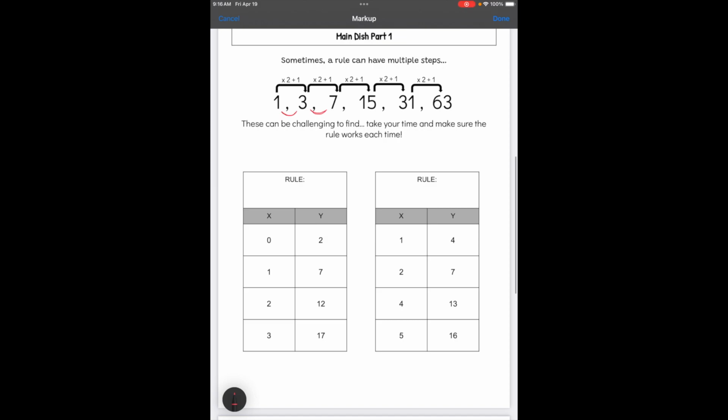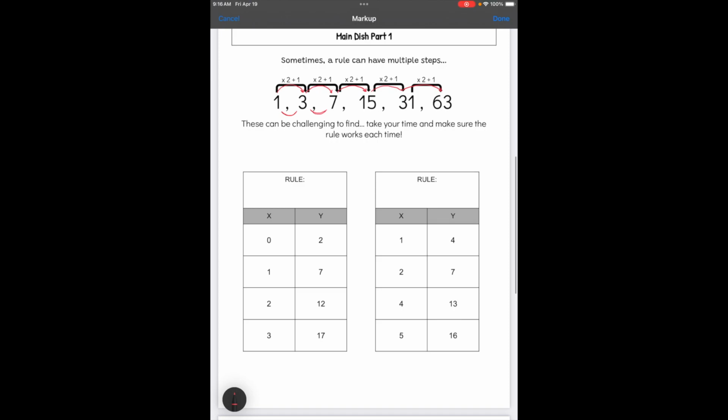So the rule here is actually times 2 plus 1, because 1 times 2 plus 1 is 3. 3 times 2 plus 1. 7 times 2 plus 1, and so on for the next two. So we're going to try and find these tough rules within the following XY tables.